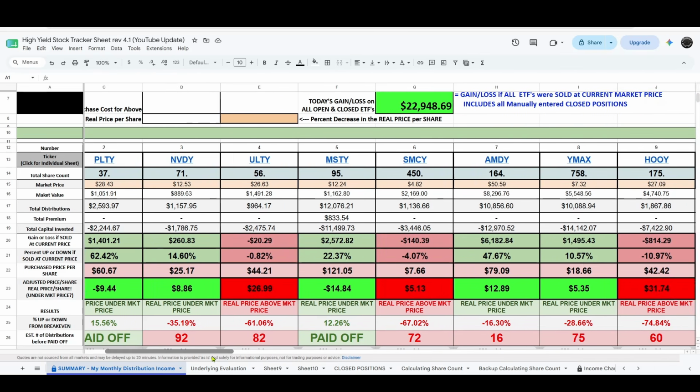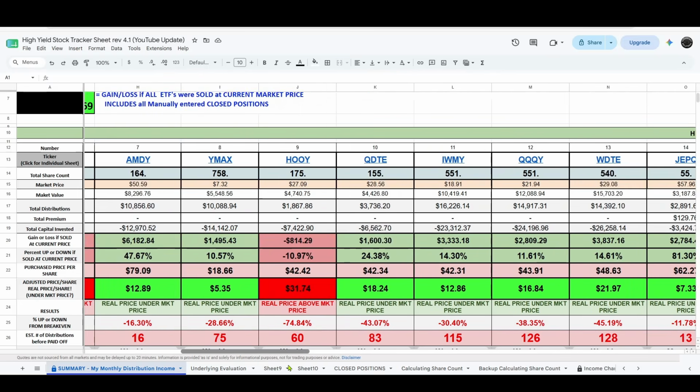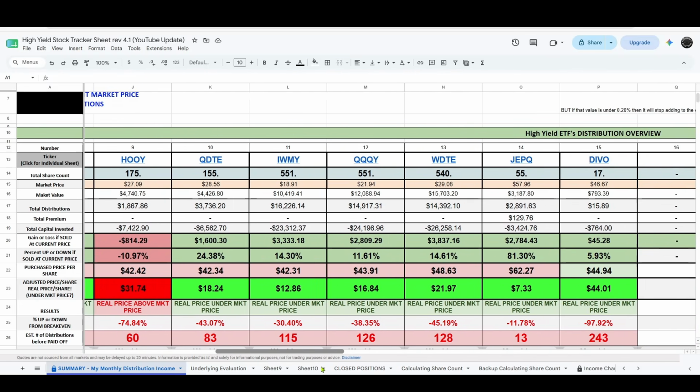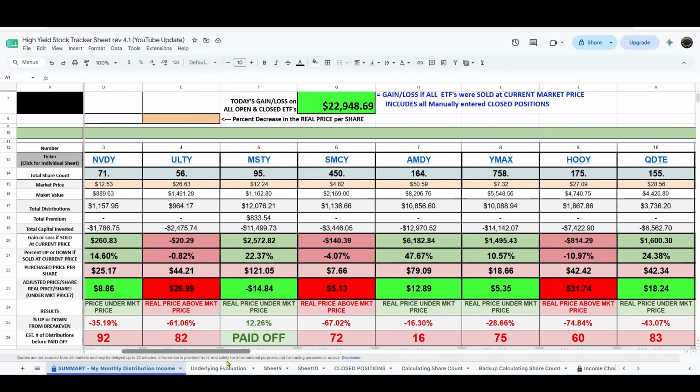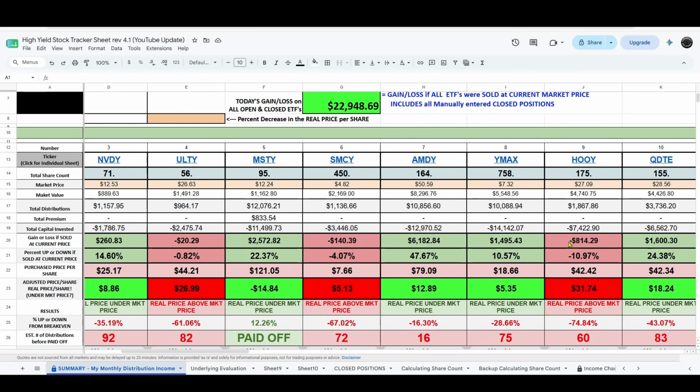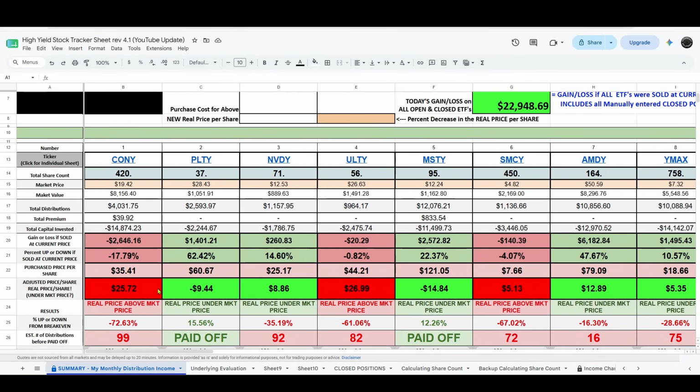But as you can see, as I scroll through, all of them are green except for the 4 that I called out earlier. And even those are not down by much. HUI, we're down $800. SMCY down $140. ULTY down $20. And the big one that I'm down on is CONY, which is about $2,600.